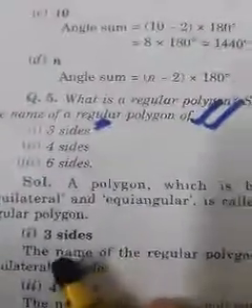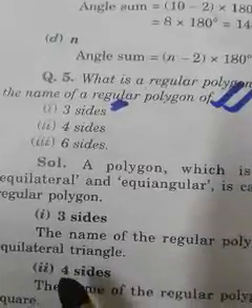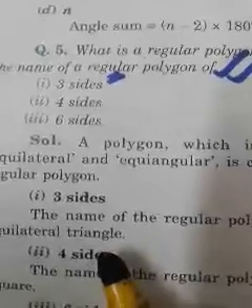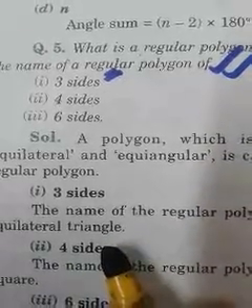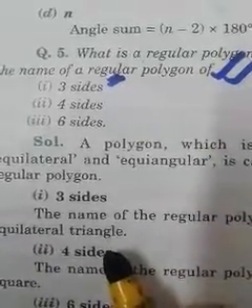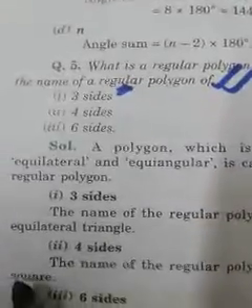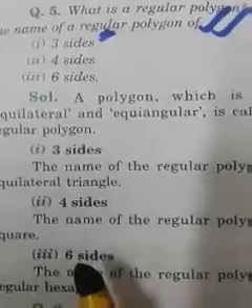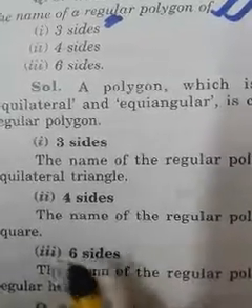So for 3 sides, the name of the regular polygon is equilateral triangle. And what if there are 4 sides? We know that the name of the polygon with 4 sides is quadrilateral. And if 4 sides are equal and 4 angles are equal, it becomes a square. The name of the regular polygon is square. And if it is 6 sides, which is the name of the polygon with 6 sides?